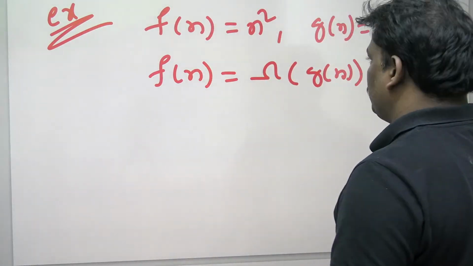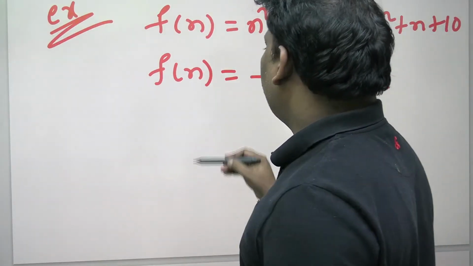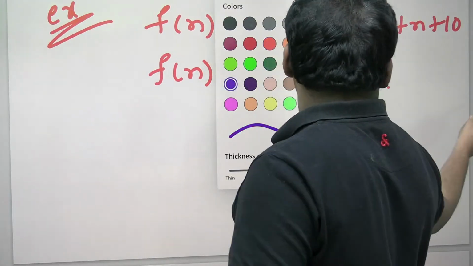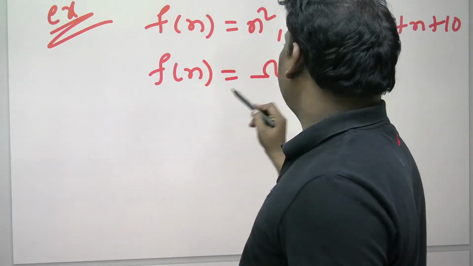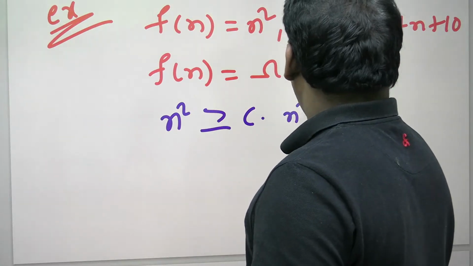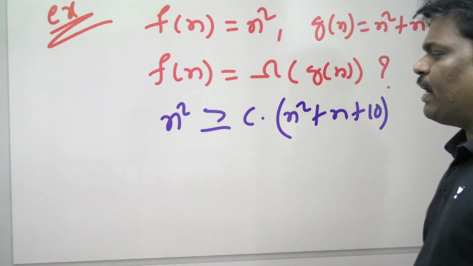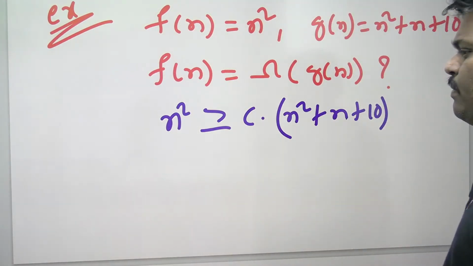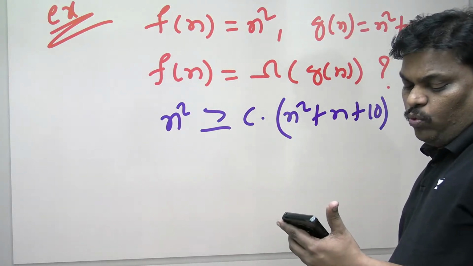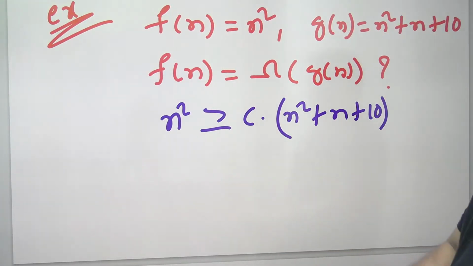Let me try this one. If you see this answer, f of n is n square, greater than or equal to some c into n square plus n plus 10. To be frank, left, right, who is bigger? I want to make left bigger, but actually right is already bigger.